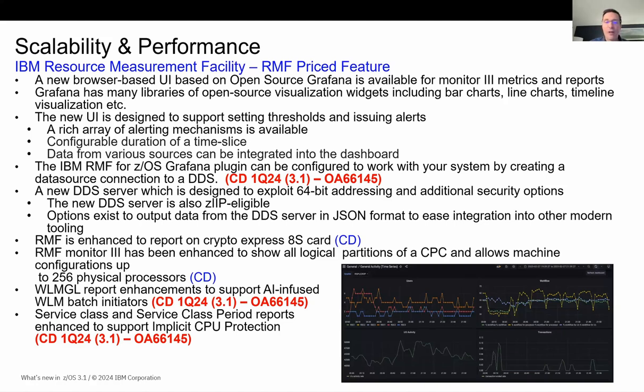RMF provides incredible capabilities now in that I can visualize a lot of my reports through the industry standard, open source Grafana. Grafana is a visual dashboard that a lot of folks use. And now I can visualize a lot of those reports through a Grafana plugin that's provided with RMF. So if you have RMF, you're entitled to this. The DDS server, which takes a lot of the report data and sends it to Grafana, for example, is zIIP eligible. So you're not paying additional monthly licensing charges to leverage this capability. And RMF has made lots of enhancements in other spaces as well.